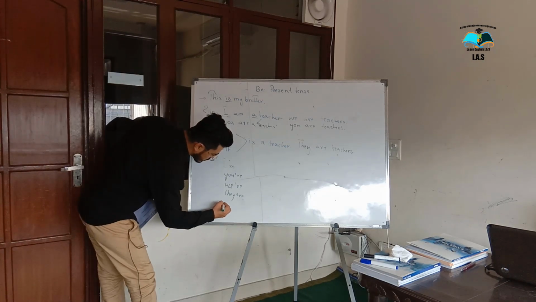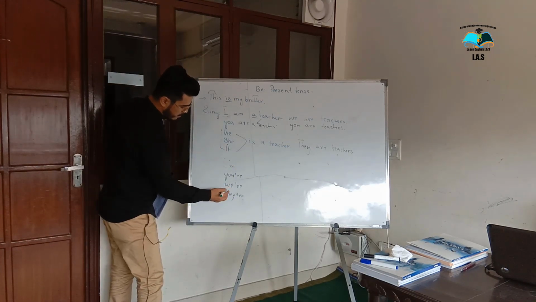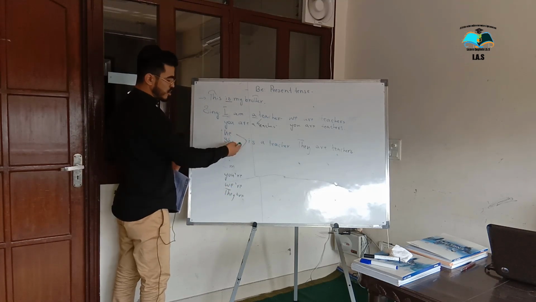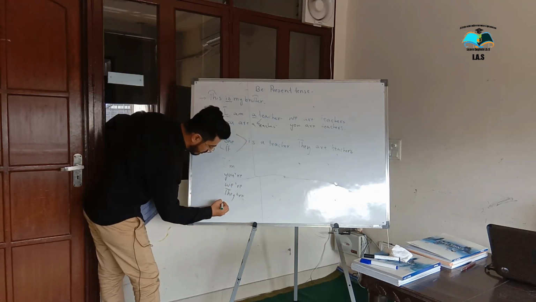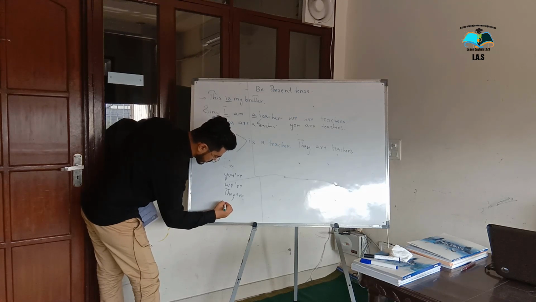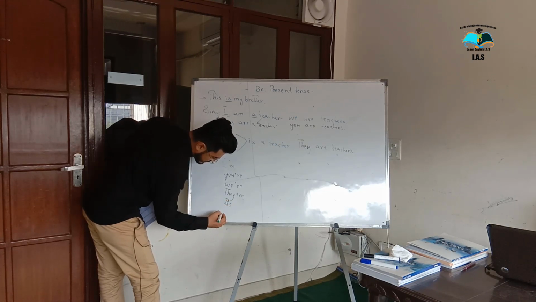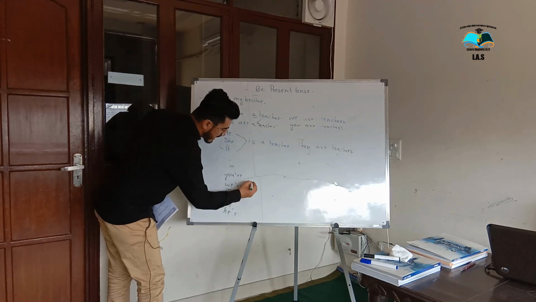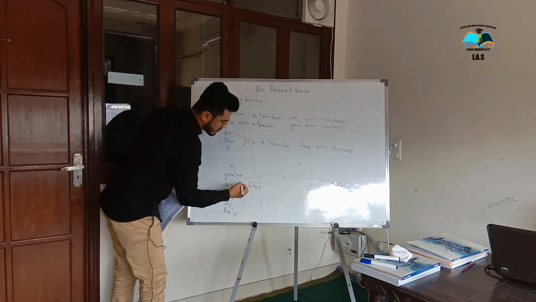And as you're looking here, he is, she is, and it is, the short forms of them are like this. We can use it's, he's, and the last one is she's.